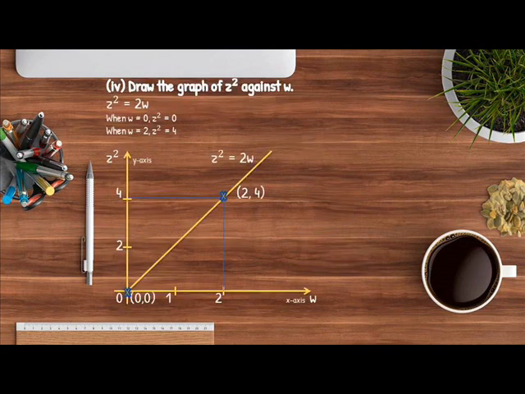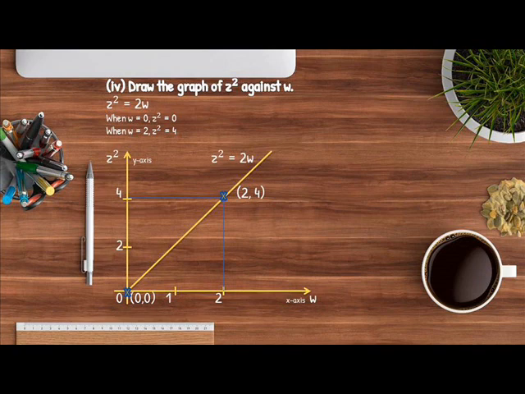The fourth part, we are required to draw a graph of z square against w. First of all, we will write down the equation, that is z square equals 2w. We know that the quantities z square and w are directly proportional. Therefore, the graph of z square against w will be a straight line passing through the origin. Now, after having written the equation, we will assume the values of w, against which we will find the values of z square. As we know that the graph will be a straight line passing through the origin, we will take our first value as 0.